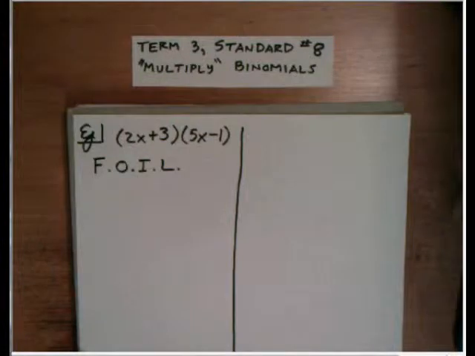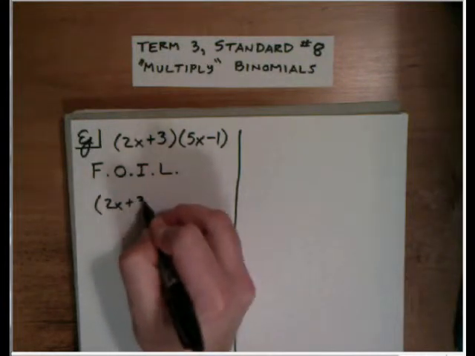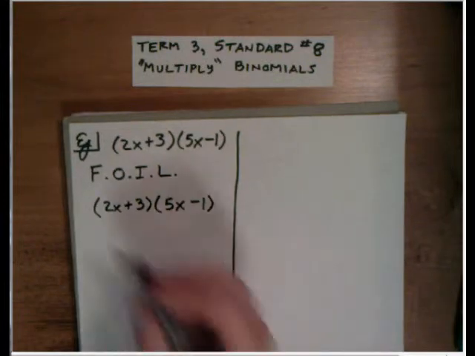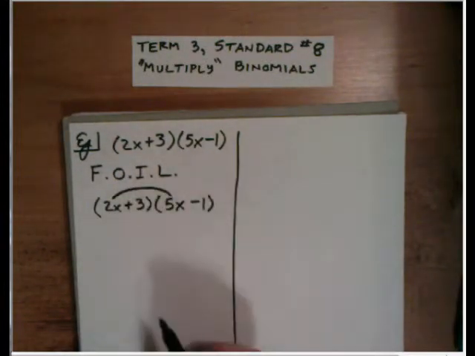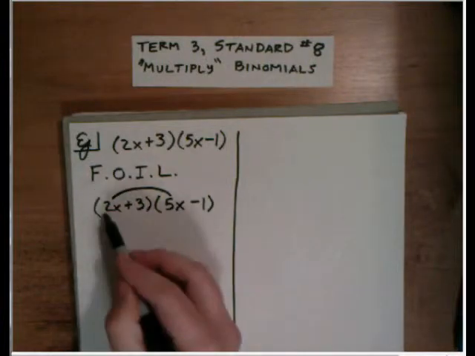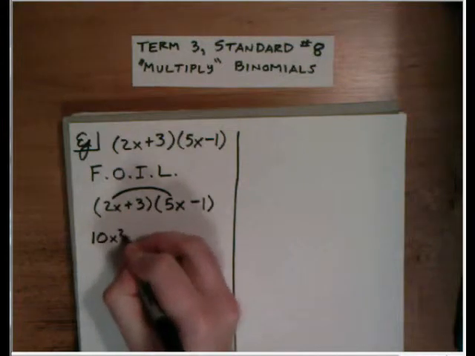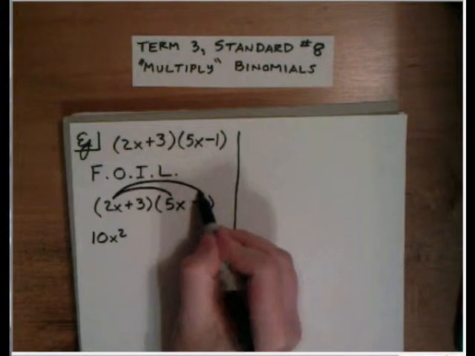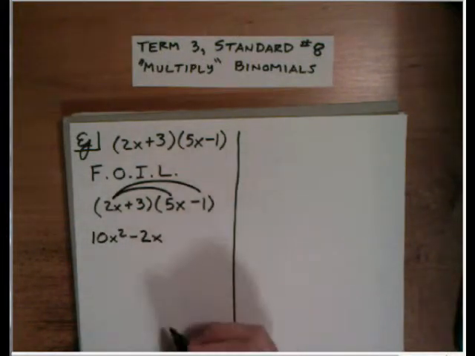Basically, FOIL is an acronym that tells us which terms to multiply together. I'm going to write out the problem again, then I'll illustrate the FOIL method. First, the F in FOIL stands for first, so we're going to multiply the 2 first terms together. 2x times 5x. Well, 2 times 5 is 10, and x times x is x squared. Next, the O stands for the outer terms, so I'm going to multiply 2x and negative 1. That'll give me negative 2x.